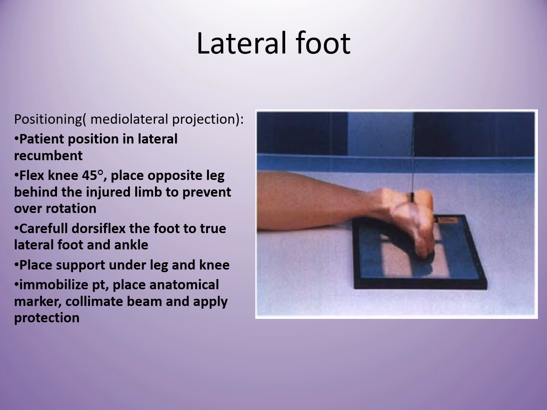And the lateral side, patient in lateral recumbent, flex the knee 45 degrees for balancing. Place the opposite leg behind the injured limb to prevent over-rotation. Usually the unaffected leg, they just bend it and leave it behind, right? Carefully dorsiflex the foot, if it can be dorsiflexed like this, straight, okay? This is applied for a true lateral foot and ankle. Place the support under the leg and knee, immobilize the patient, fix the marker, collimate the beam and apply radiation protection for the patient.